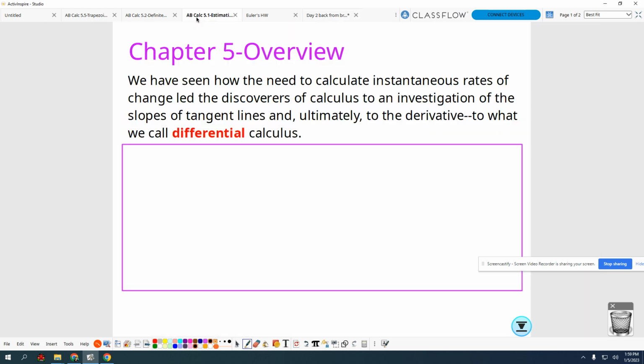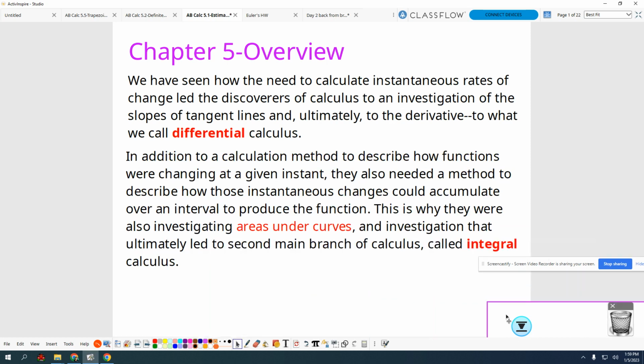Okay, so back to today. Derivatives were finding the slope. We wanted to know the instant rate of change. Integration. What is integration? We undo derivatives by finding area. We'll have a talk about it.